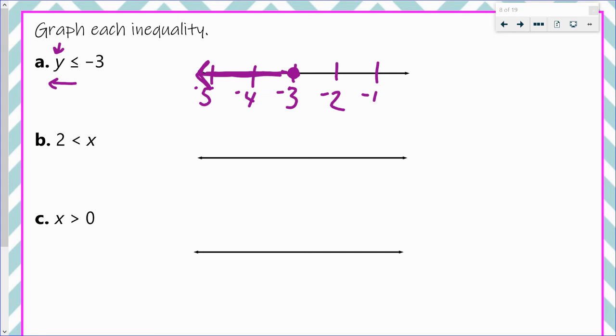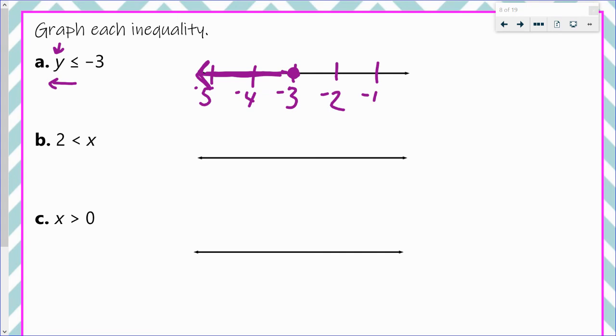And then by looking at your graph, you can actually even tell me what a potential solution could be. So negative 4 could be a solution. Negative 5 could be a solution. Negative 256 could be a solution. Negative 3 can be a solution because it's less than or equal to. That's why we shade in the circle, because you're including negative 3. Negative 1 cannot be a solution. It's not a shaded area on my number line.